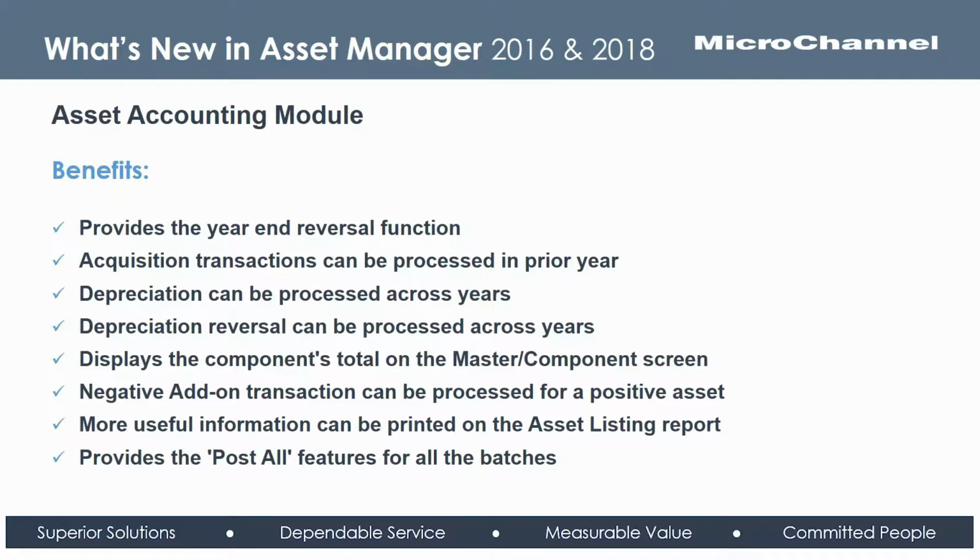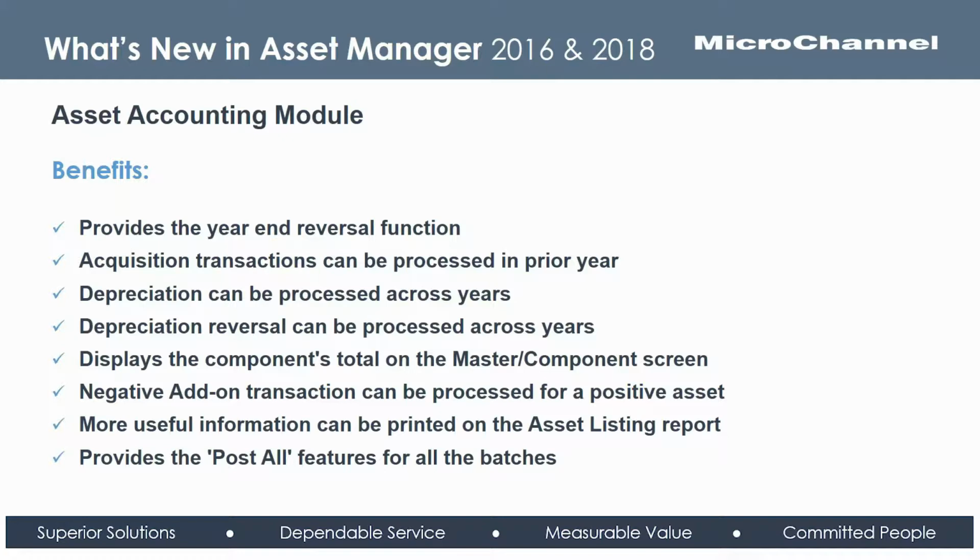And this feature is just gold, because you might run your year end and the auditors come back and say, hey, actually you need to change some of these values, you need to change the rates that you're depreciating at, and you can reverse that. You can also process acquisition transactions in prior years, which you haven't been able to do before. You can process depreciation across multiple financial years, and you can reverse depreciation across multiple years.